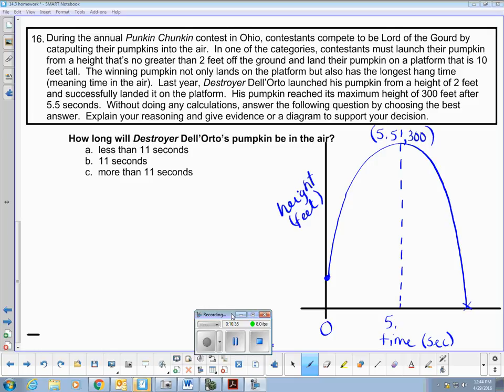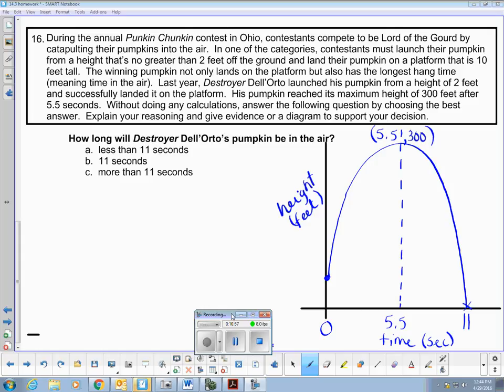Halfway through, I'm at 5.5 seconds at its maximum, which means it would take 11 seconds for the pumpkin to come back and hit the ground. 5.5 is exactly halfway through the path of the pumpkin. So 5.5 times 2 gives me a landing time of 11 seconds.